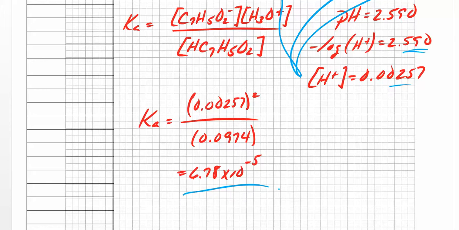6.78 times 10 to the negative 5. Now, should it surprise you that the Ka is so small? And the answer is absolutely not. This is a weak acid, right?